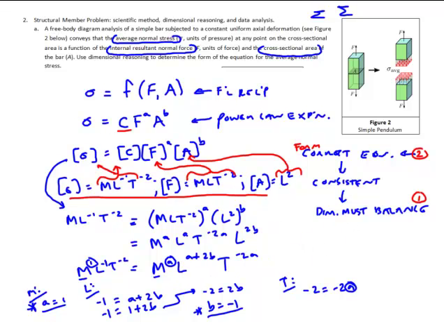So if we go back to our power law expression here and we substitute our a in and our b in, we get our answer to be sigma equals c times f to the first, a to the negative first. So sigma equals c f over a.